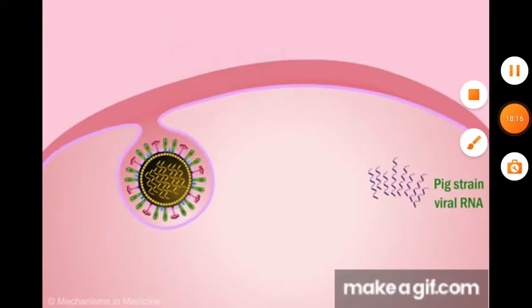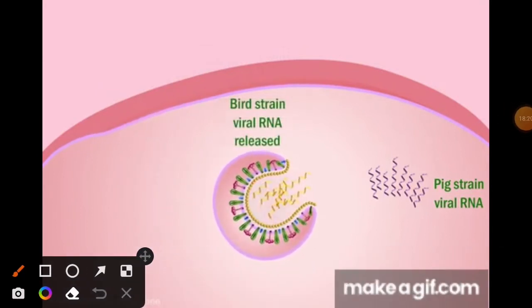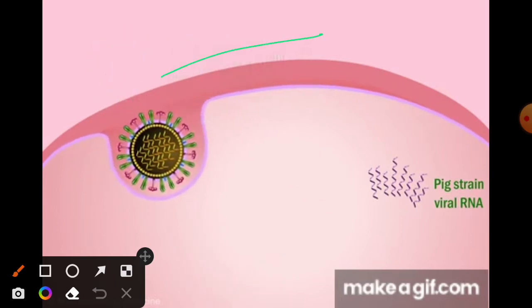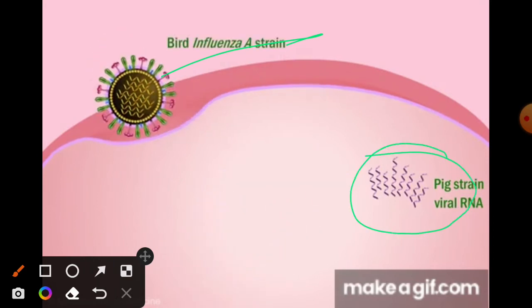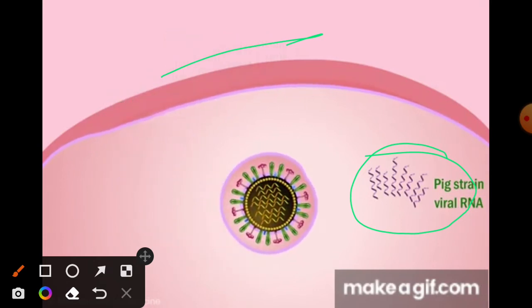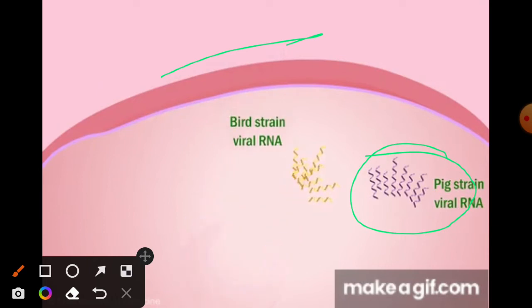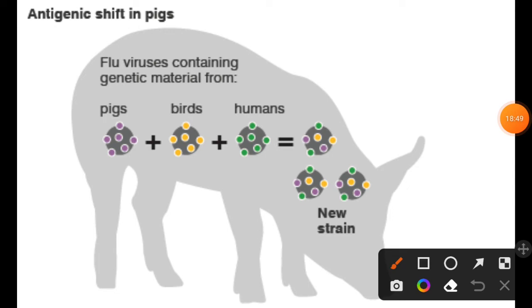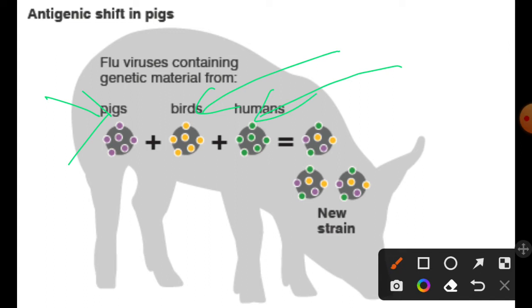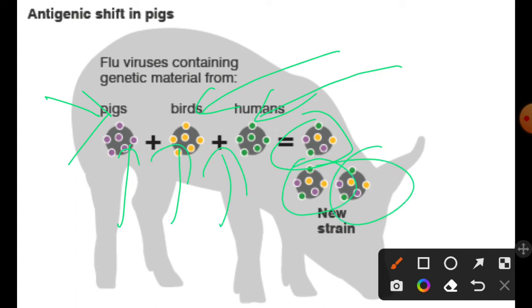So this is an example of antigenic shift that I have downloaded from the internet from makegif.com. Here another strain, called the bird influenza A strain, is coming inside a host, and there the pig strain viral RNA is already present. Now there should be a mixing. This mixing ultimately leads to the formation of a new viral strain. In this example, the pig is infected with an influenza virus from the pig, an influenza virus from the bird, and an influenza virus from humans. Now due to the genetic reassortment, there is a formation of a new strain that contains proteins from pig, proteins from birds, proteins from humans, as you can see. So this is the concept of antigenic shift.